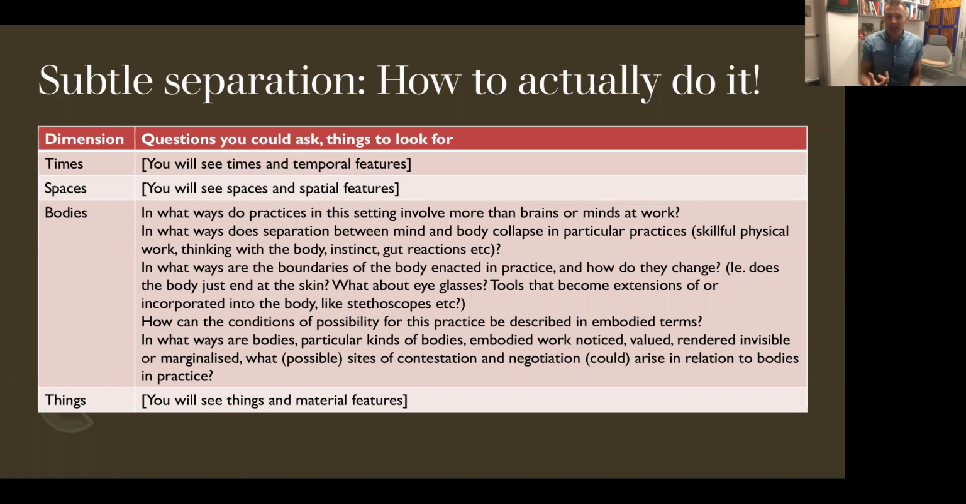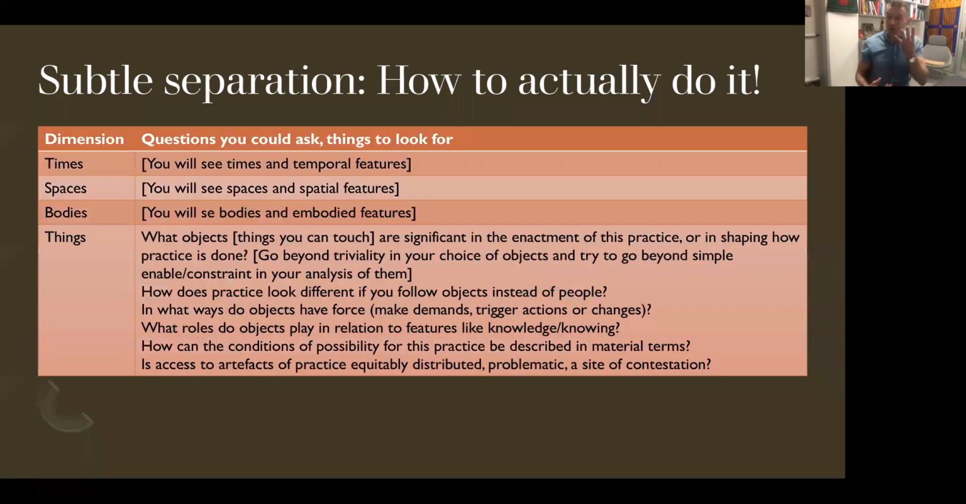What possible sites of contestation and negotiation could arise, or do arise, in relation to bodies in practice? And when you look at bodies, you will also see issues of time, spaces, and things. The fourth dimension, things. Now, it's a rather clumsy word, but I'm using it because I want it to be an open point of departure and not overthought.